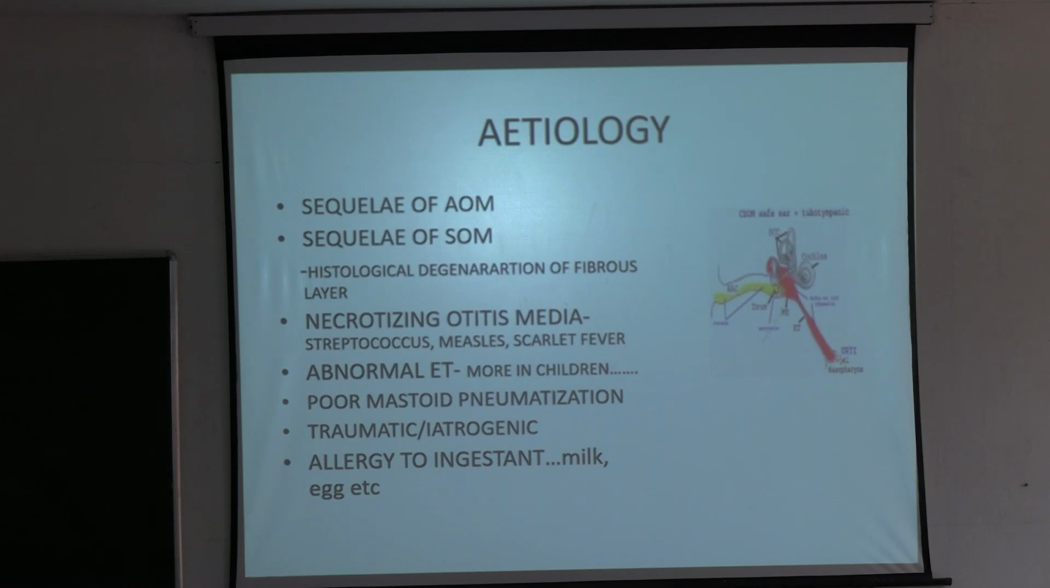Etiology. It is a sequela of acute otitis media. Already you learned acute otitis media. Acute otitis media with perforation, if not healed, can lead to chronic otitis media, and it is also a sequela of secretory otitis media. What happens histologically? There is degeneration of the fibrous layer of the mucous membrane.